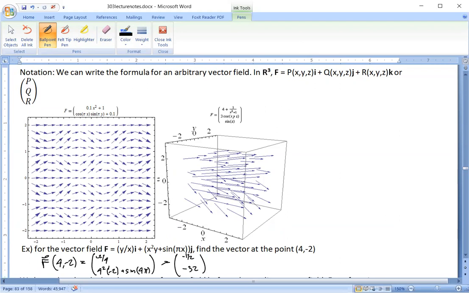So as a picture, what does this look like? Let me draw that over here. So what this tells you is that when we're at the point (4, -2), which let's say is approximately right here, from that point, the vector is ⟨-1/2, -32⟩. So, and I'm going to approximate drawing that in. So something like that.